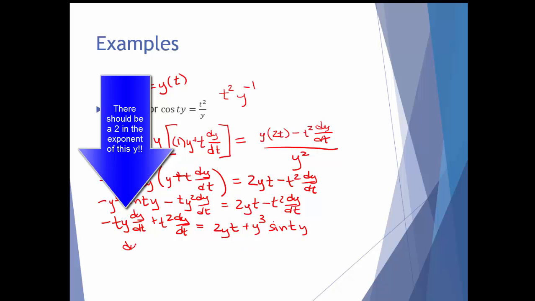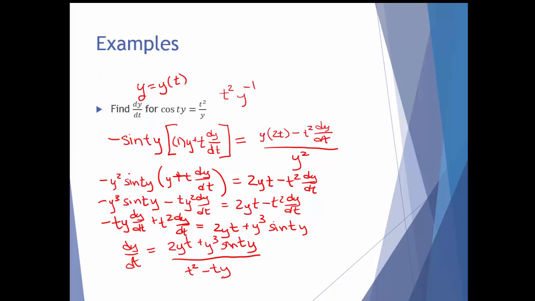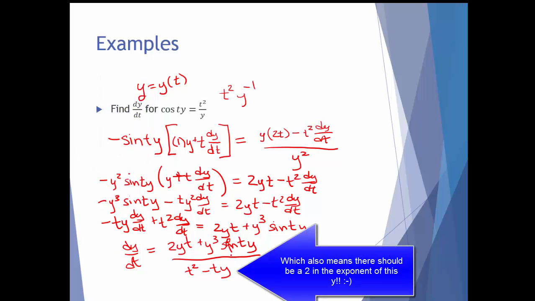Factor it out so that we get dy dt, and then divide it to the other side. So I'll leave the 2yt plus y cubed sine of ty divided by, and I'll just reverse the order so the positive one goes first, t squared minus ty. That should say sine, in case that's not clear. So that's the derivative for this one.